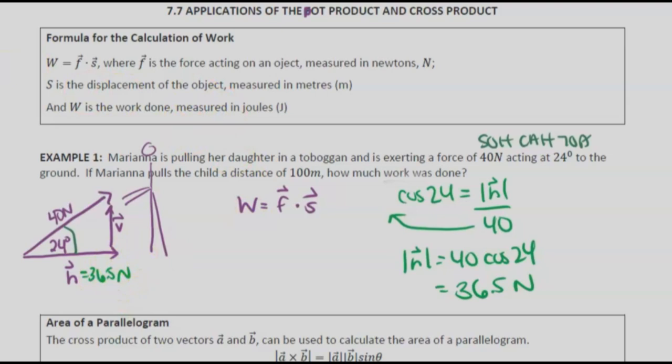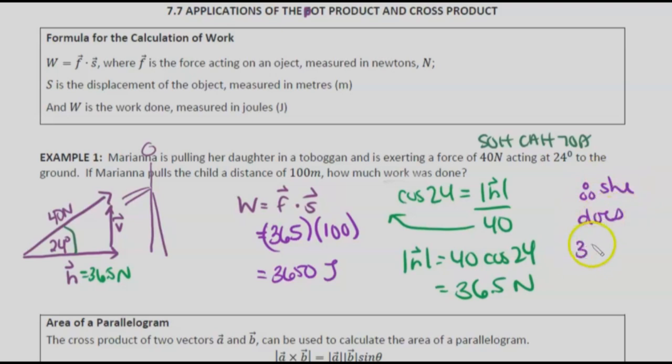Now, calculate the actual work being done. Work is the force, which is 36.5, times S, which is the displacement, in this case 100. So 3650 joules. Therefore, she does 3650 joules of work.